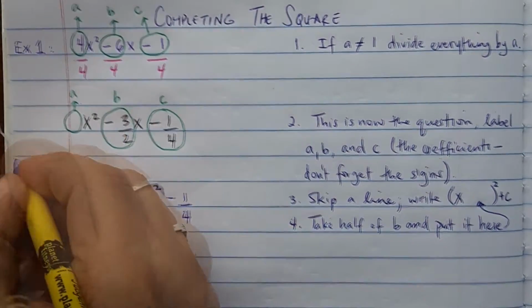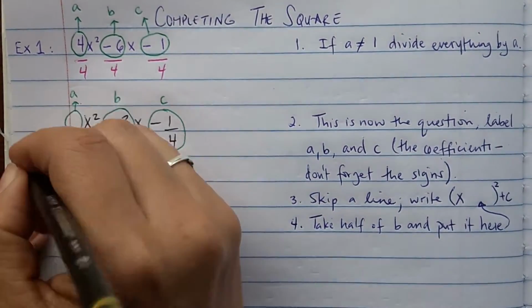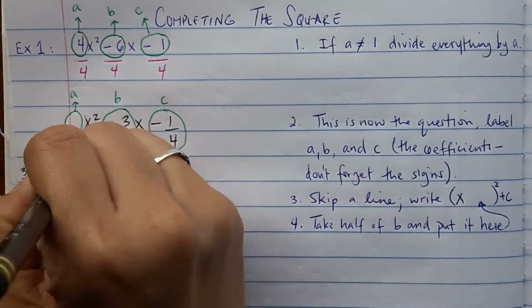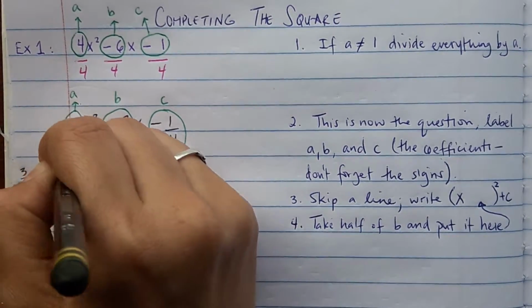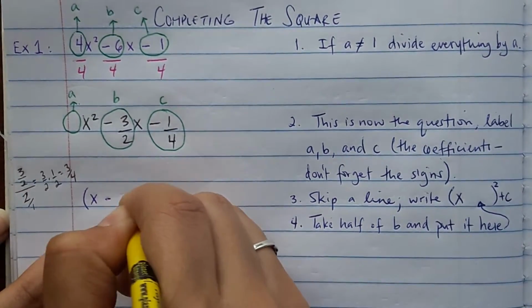So half of B. What is half of negative 3 over 2? So 3 over 2 divided by 2. So we can write that as 3 over 2 divided by 2 over 1, and then keep, change, flip, or sandwich, and you're going to get 3 over 4.